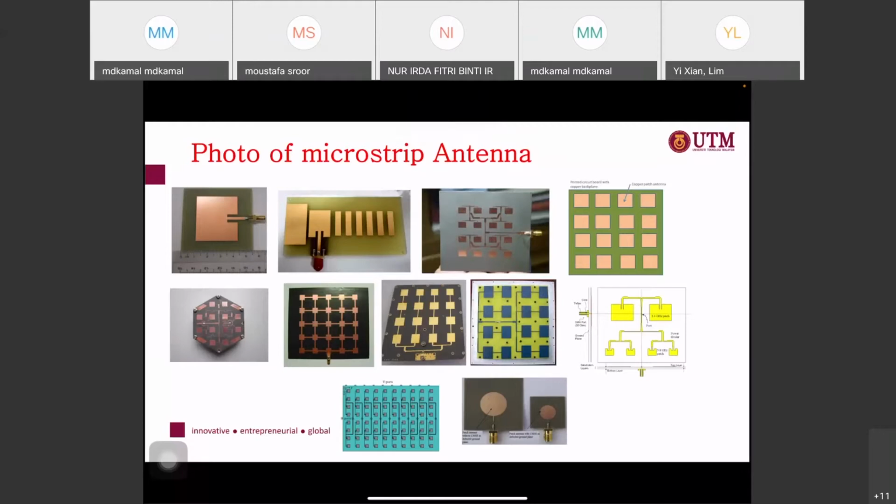And then we also have the array. If you have more than one element, you call that the array elements. So this is another important one. You see, we have this array element, so it depends on what applications you want to do. And also we have different array types.